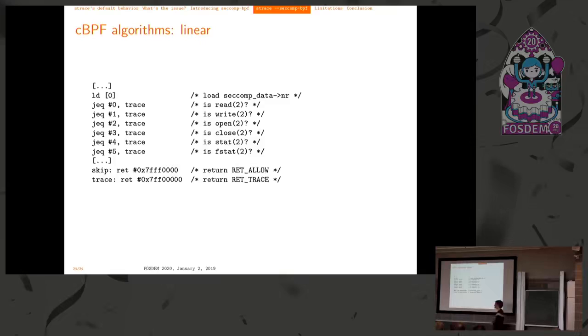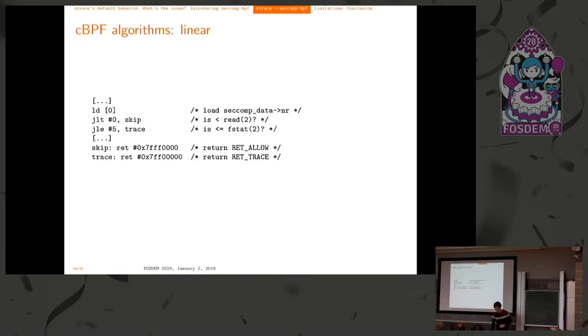So this is O of n. If we want to improve it a little, there's one obvious optimization here. We can simply optimize a contiguous set of syscalls. So for instance, I was going from 0 to 5. I could simply check that my syscall number is between 0 and 5. And if that's the case, I can just jump to the trace command.